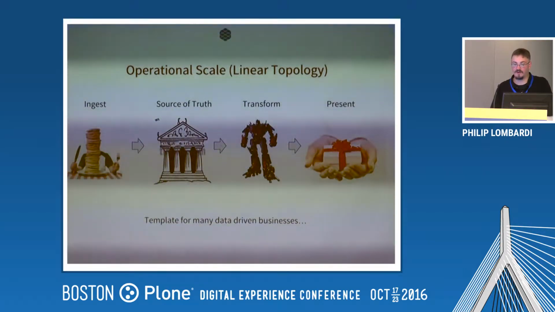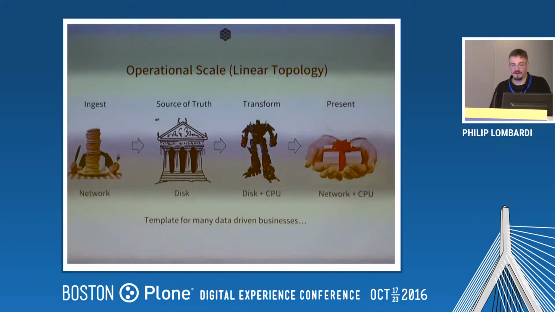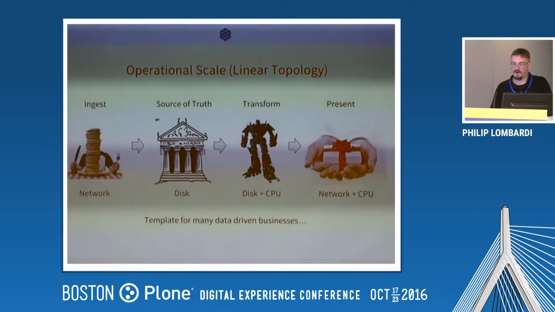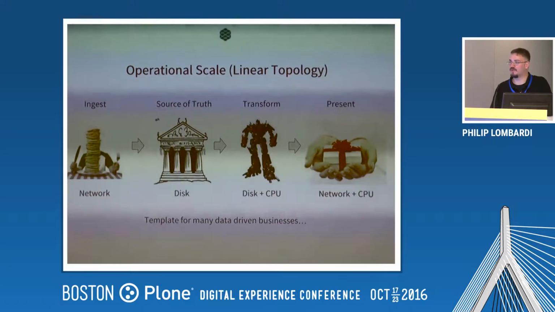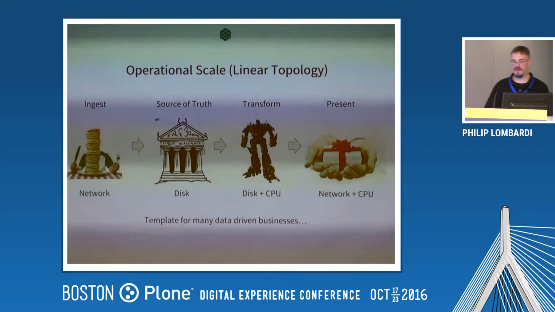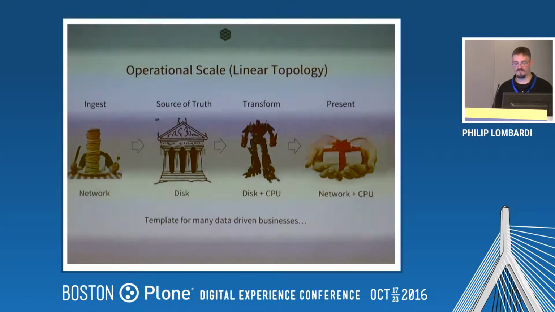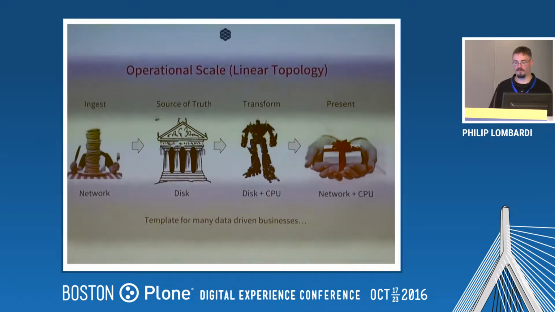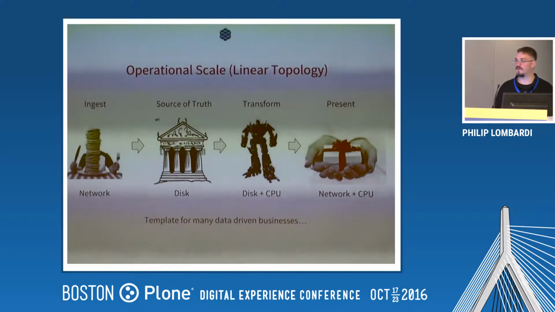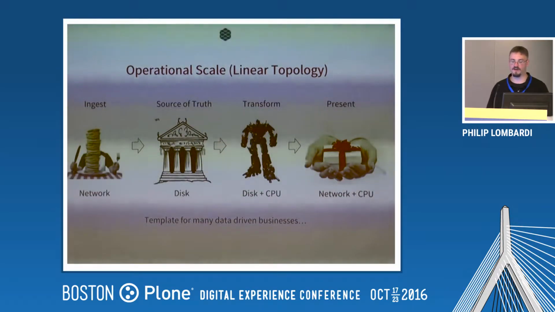And they all have very different characteristics operationally. Ingest is network heavy, source of truth is disk heavy, transformation is disk and CPU heavy, and presentation is network and CPU heavy. I'm not saying these are absolutes, but that tends to be the case. Point is, by splitting it out this way, you can optimize for those parts of the system. It doesn't make sense to pick generic systems that are favorable for both network and disk, when you can pick, say, EC2 instance types that are highly optimized for network, but may not have great disk performance because they're not going to do anything with disk.